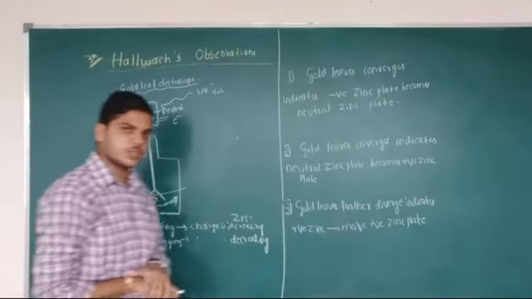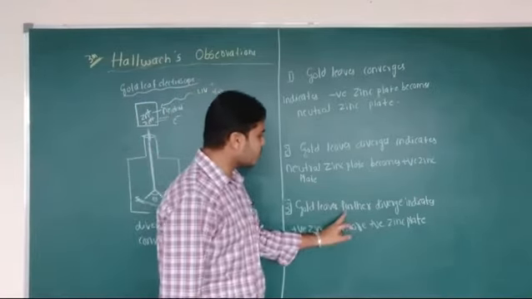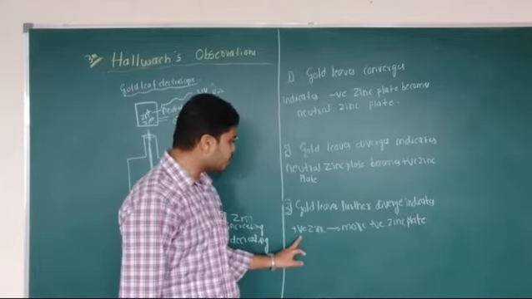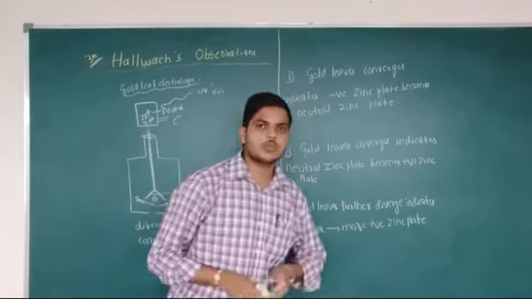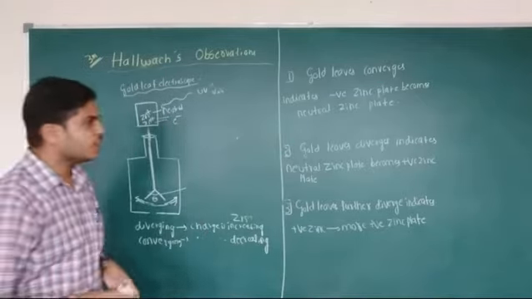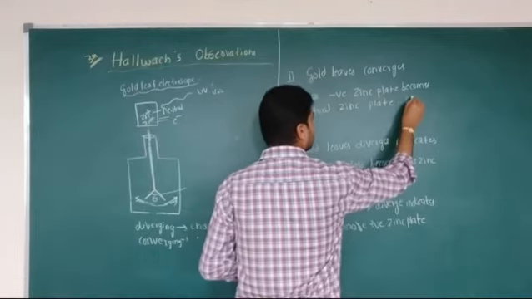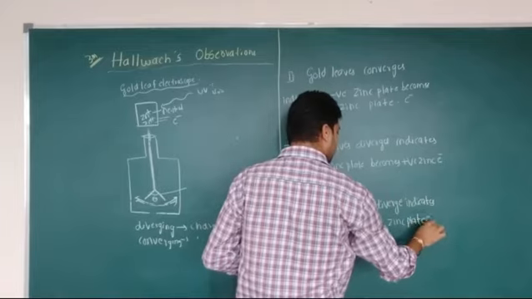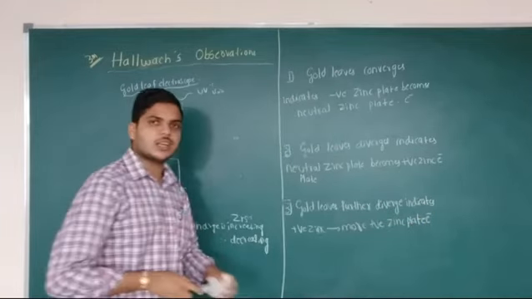Therefore, what is the third observation? The gold leaves diverge further. This indicates that the positive zinc plate becomes a more positive zinc plate. This is the third observation. In the first observation, electrons are emitted. In the second observation, electrons are emitted. In the third observation, electrons are emitted.